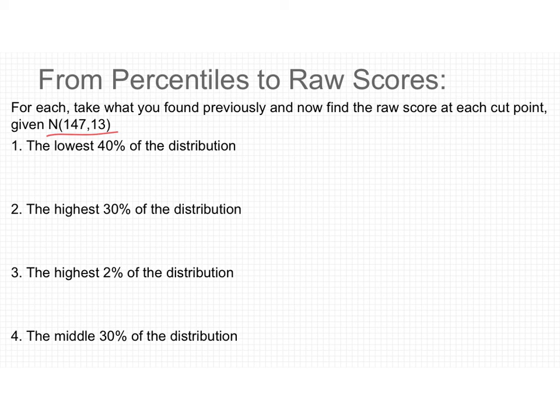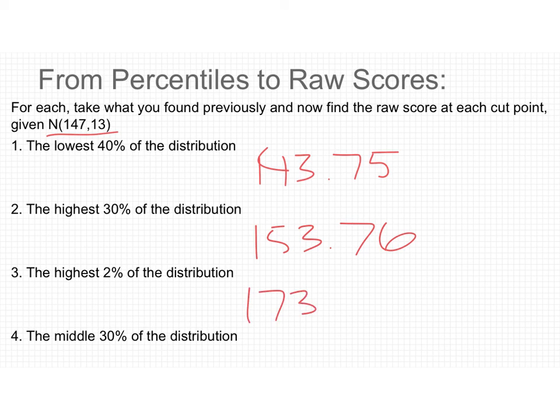All right, so after solving for each of these, it should be right around, depending on rounding, 143.75, 153.76. For our highest 2%, we should be at 173.65. And then for our middle 30, the left cut point for the negative 0.385 is 142.06, and for the right cut point of the positive 0.385, that's 151.94.